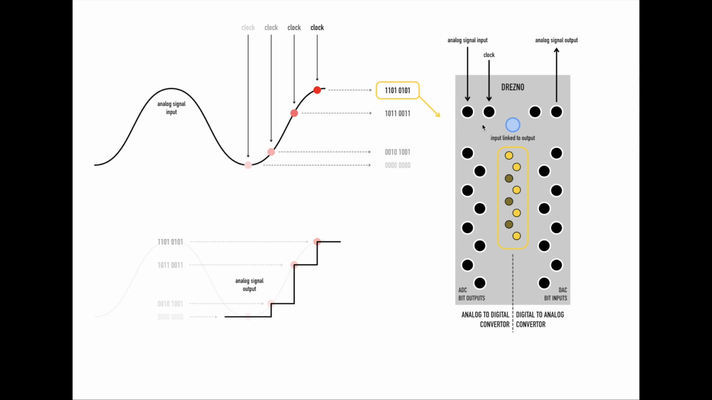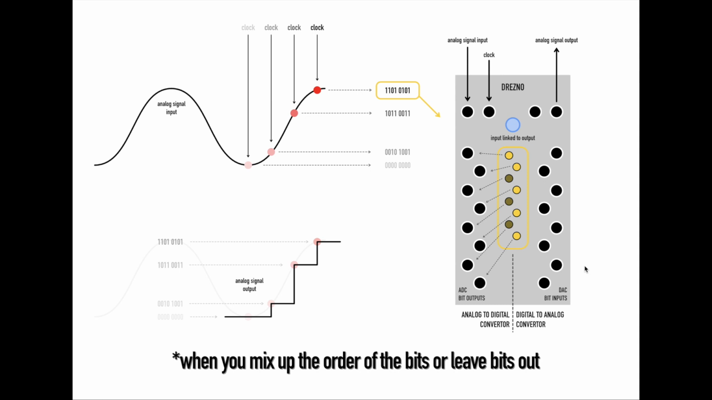The jacks on the left of the unit are the analog to digital converter bit outputs, and these outputs send out gates according to the status of the bits. It doesn't matter if the input and output is linked or not. We can use these gates for anything we want, but of course you can send these into the digital to analog converter bit inputs to the right, which would result in an analog output that's even more altered than it already was.